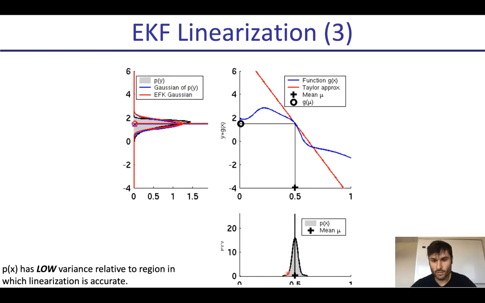However, in the case that we have little variance, then all the mass is centered around the mean. So all the mass is centered on points that are valid for the Taylor approximation. In these cases, we see that the red curve and the blue one almost match, are almost identical. So in the case that we have low variance, this EKF linearization is valid.